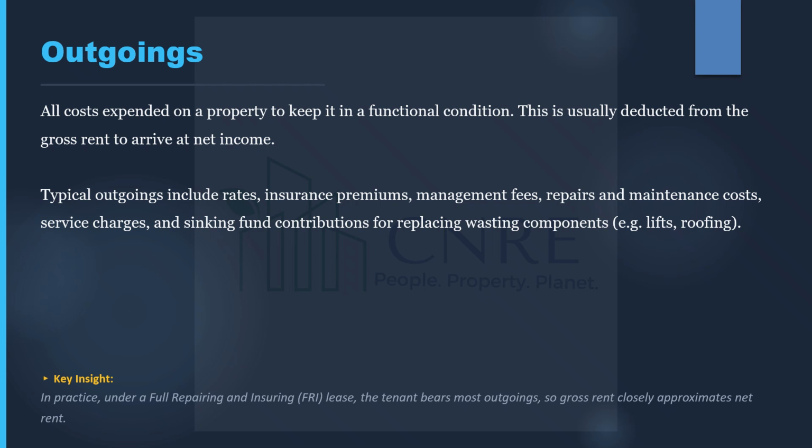And if you look at the bottom of the page, it says, in practice, under a full repairing and insuring lease, the tenant bears most outgoings. So the gross rent closely approximates the net rent. What it means is that once a tenant takes a lease on a full repairing and insuring term, you assume that that rent is net, right? Even though, yes, it's the total sum that was paid to the landlord, there will be no deductions by the landlord because the tenant is taking care of the outgoings, right? So the landlord only removes the outgoings when he's the one who is responsible for the outgoings.